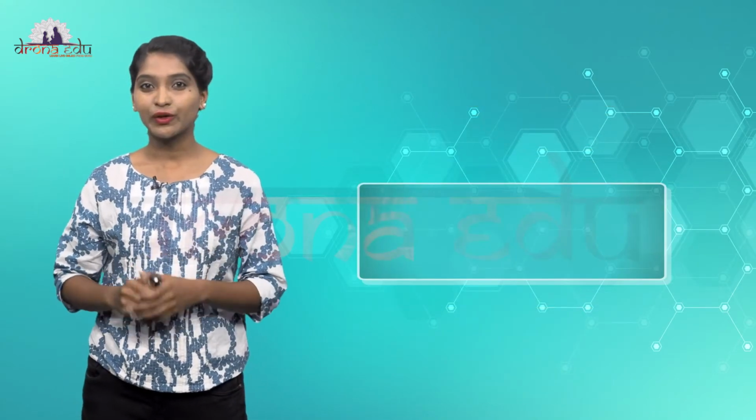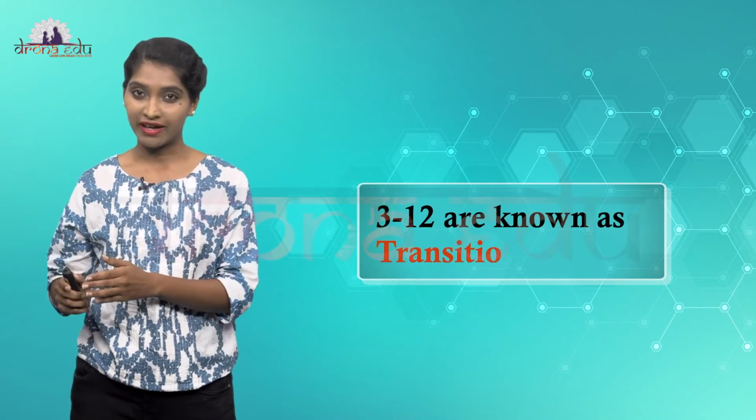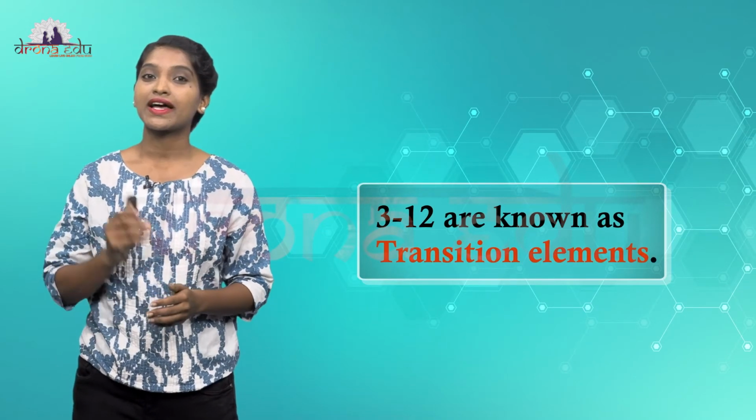The elements in groups 3 to 12 are known as transition elements because they show transition from elements of groups 1 and 2 on the left to elements of groups 13 to 18 on the right.